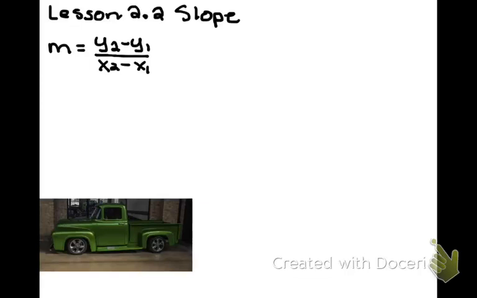All right, lesson 2.2, slope. So slope is the ratio of vertical change, so the rise, to the horizontal change. So the numerator would be the rise, and the denominator would be the run. And then we also can see I have m equals, and m stands for the slope.